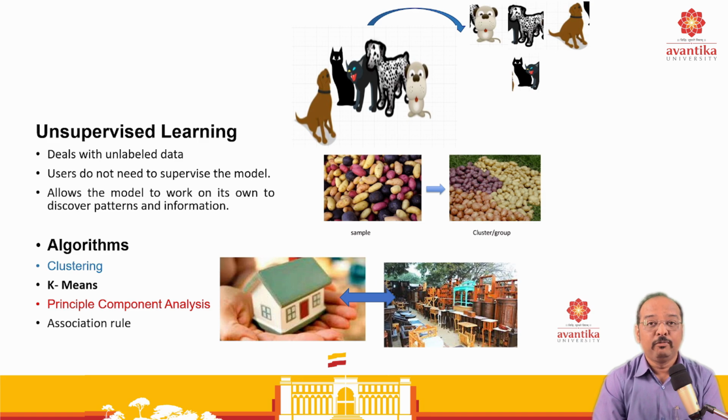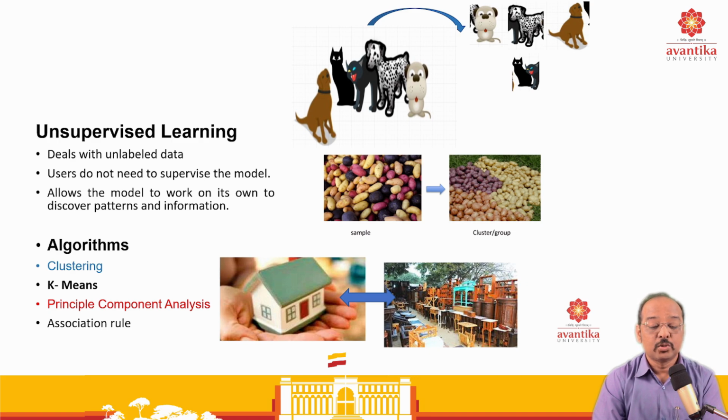Coming forward to the second type of machine learning, that is unsupervised learning. Unlike supervised learning, in case of unsupervised learning, there is no supervision. Unlabeled data, that is unstructured data, if we are having it, means there is no categorization, there are no similar ways of data, the data is very scattered. In that case, unsupervised learning is used. So the user does not have to work under supervision, and the scattered data needs to be observed.